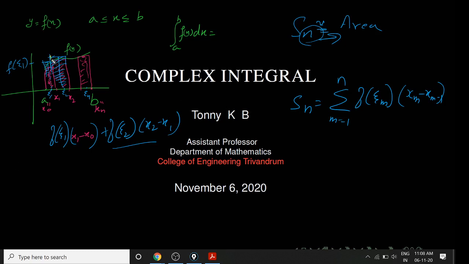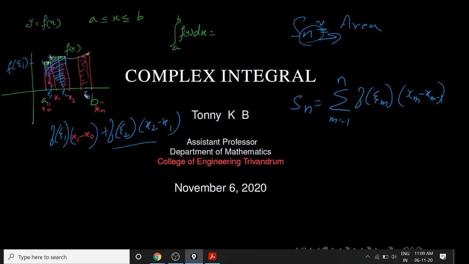Okay, this portion is actually error, right? In the case of the first rectangle, this portion is an error. In the case of the last rectangle, this is an error. So we can reduce this error whenever the width of each rectangle is very small.